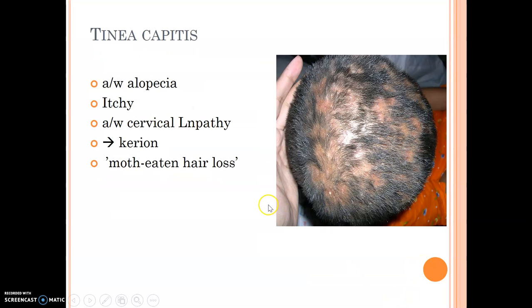Okay, this is tinea capitis. Tinea capitis usually is associated with alopecia. It is itchy. Sometimes you can have cervical lymphadenopathy. And the typical feature of the hair loss is called moth-eaten hair loss. It's like being eaten by an insect. Moth is an insect, like that. Patches of alopecia. And sometimes tinea capitis can lead to kerion, which is a fungal abscess.